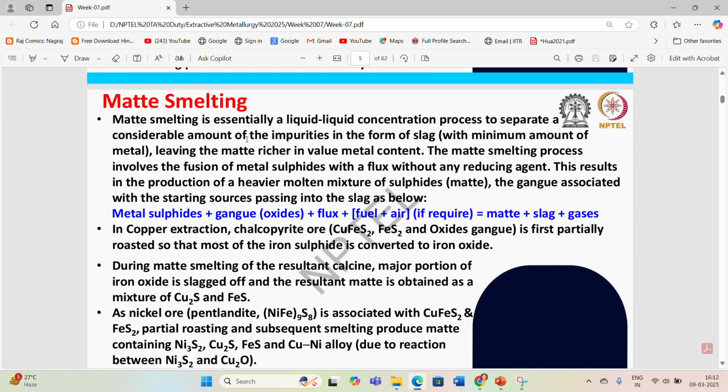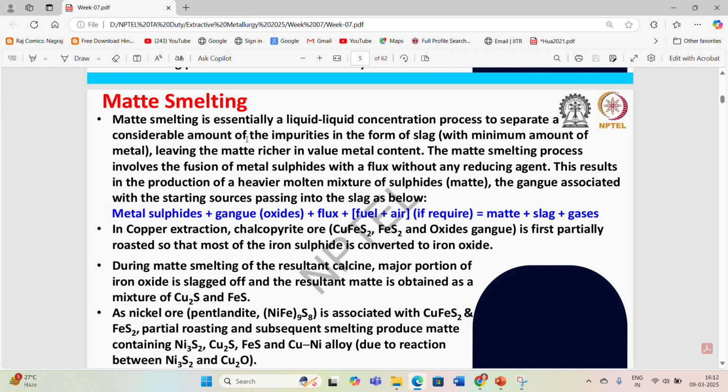Then coming to the matte smelting process. Matte smelting is essentially a liquid concentration process to separate a considerable amount of the impurities in the form of slag, with a minimum amount of metal getting reported into the slag, leaving the matte richer in valuable metal content, which is in the form of metal sulfides. The matte smelting process involves the fusion of metal sulfides with a flux without any reducing agent.